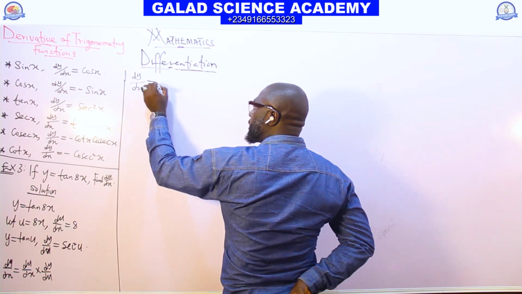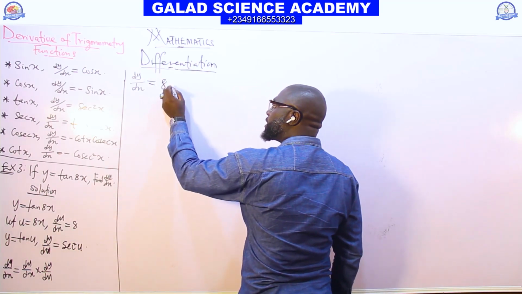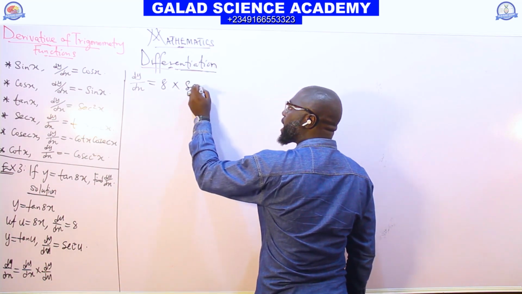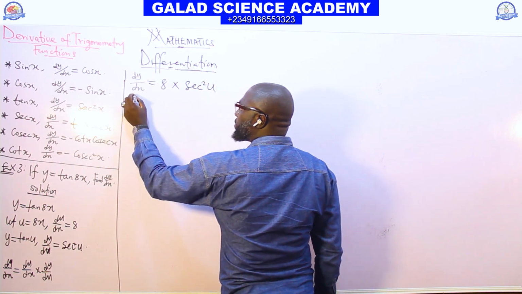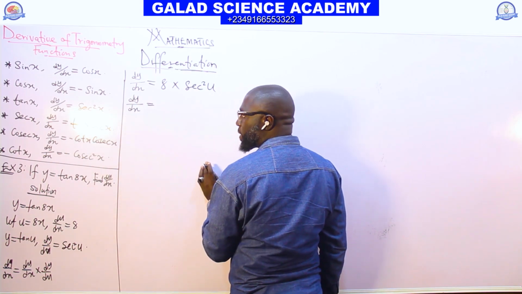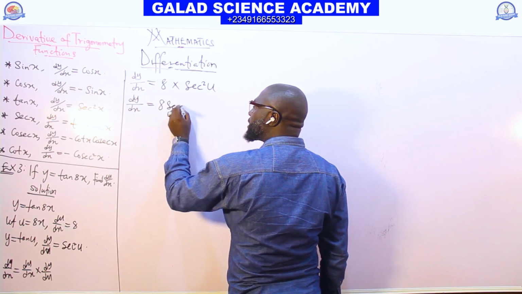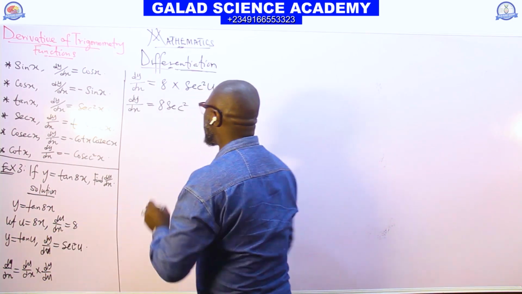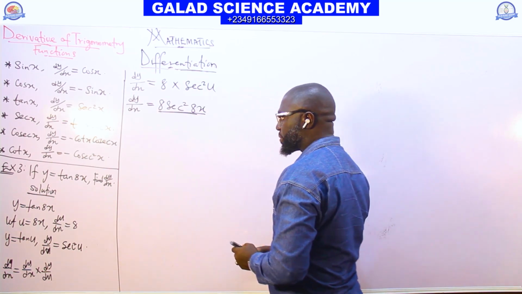So we now have dy/dx. du/dx here is 8. We have 8 multiplied by dy/du, which is sec squared u. We now have dy/dx will be 8 sec squared u. What is the value of u? Our u is 8x. We now have 8 sec squared 8x. That's the final answer.